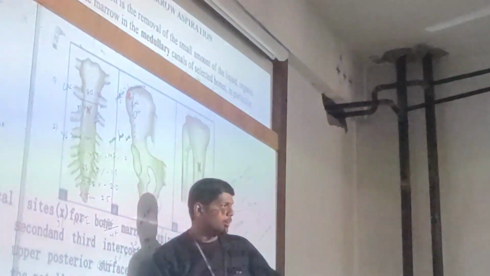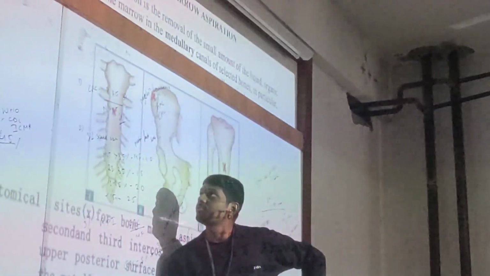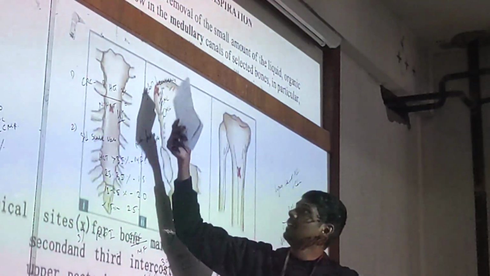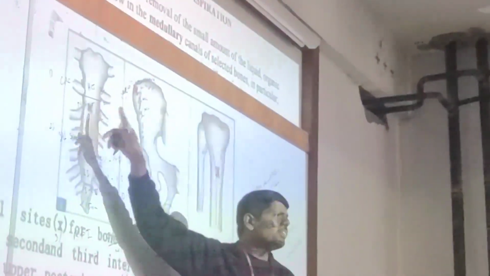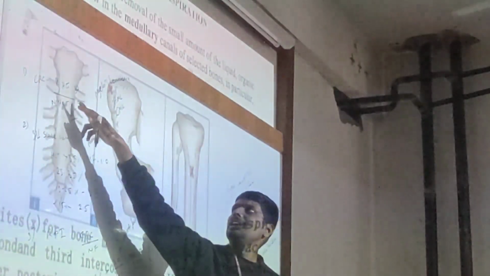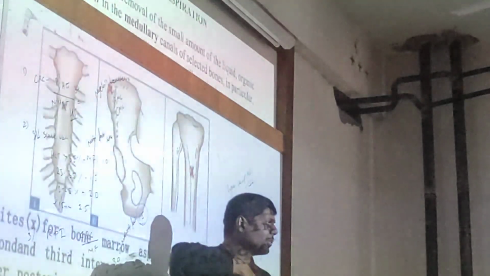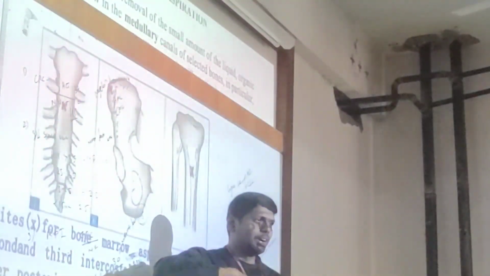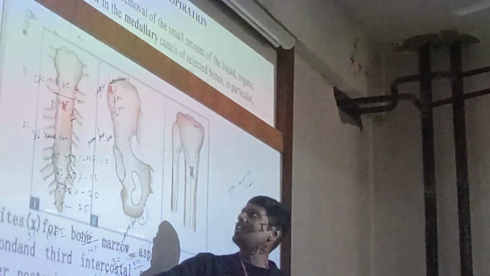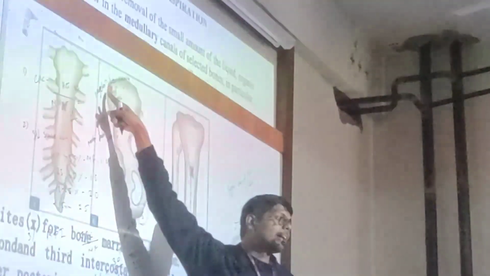Iliac crest means your hip bone; from the back of the hip bone we will collect the sample. And sternum, ideally we won't go with a sternal sample, okay? Because if you make any mistake in the sternum, that's it. You will punch a hole into the heart. So usually we won't go with the sternum. The best approach will be the iliac crest.